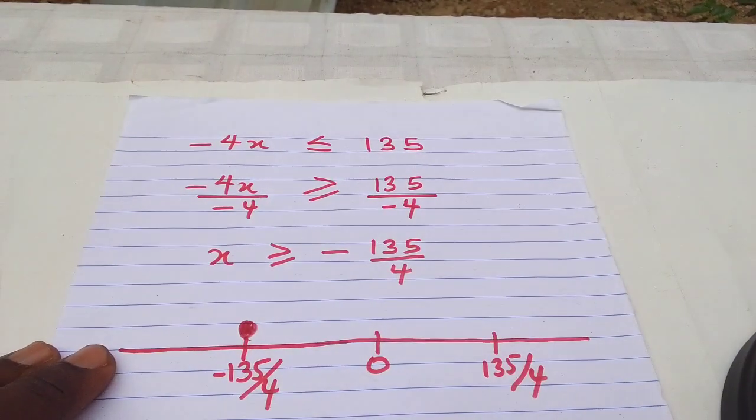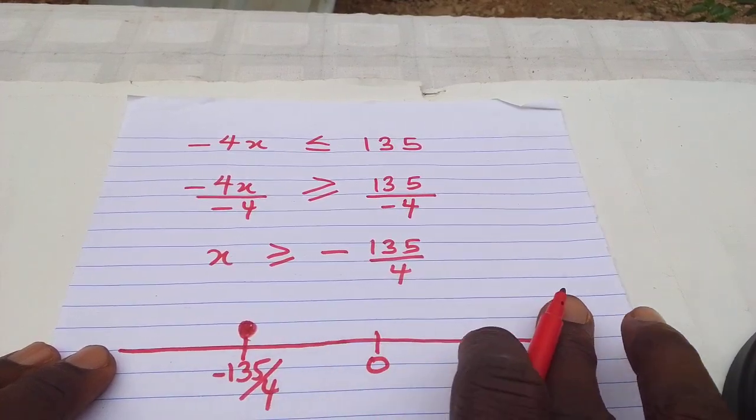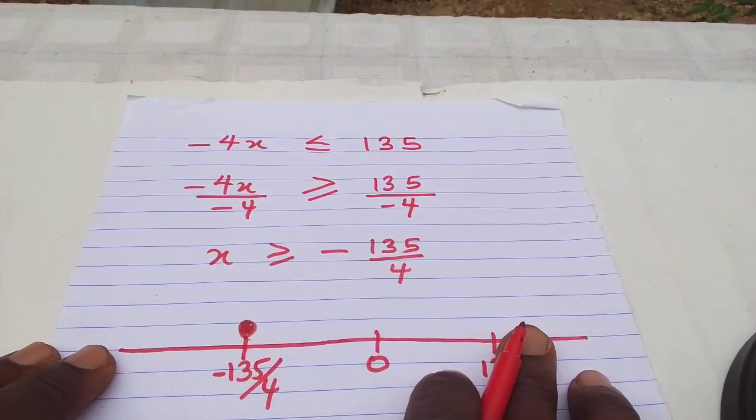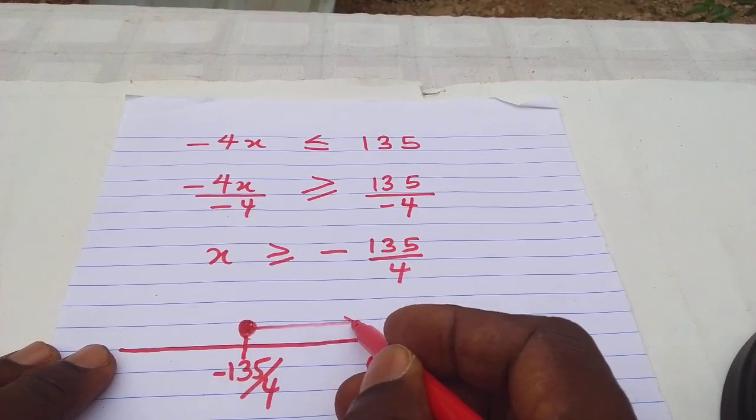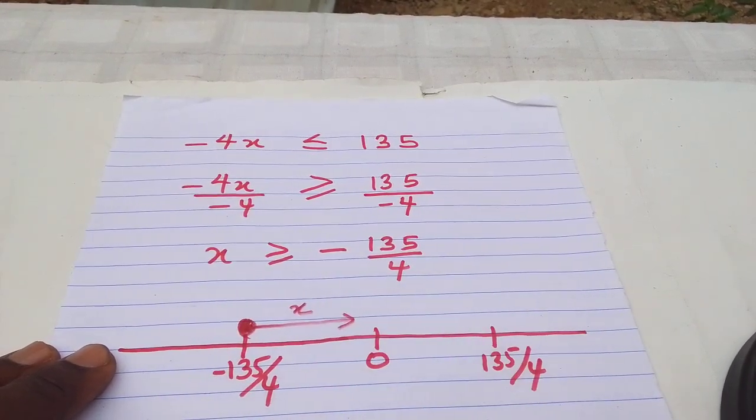So which side is greater than? You realize that all this side will be greater than minus 135/4. So the arrow will face this side. I'll write my x on top.